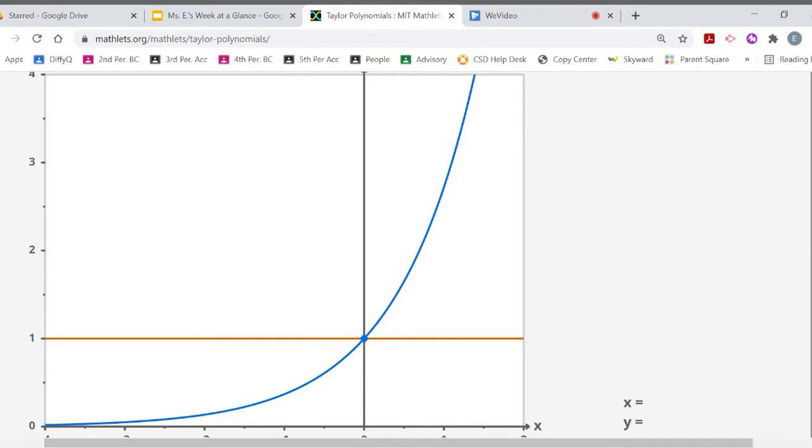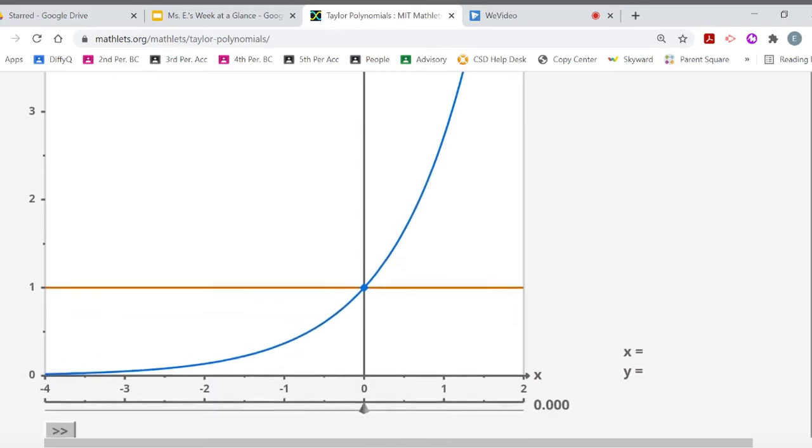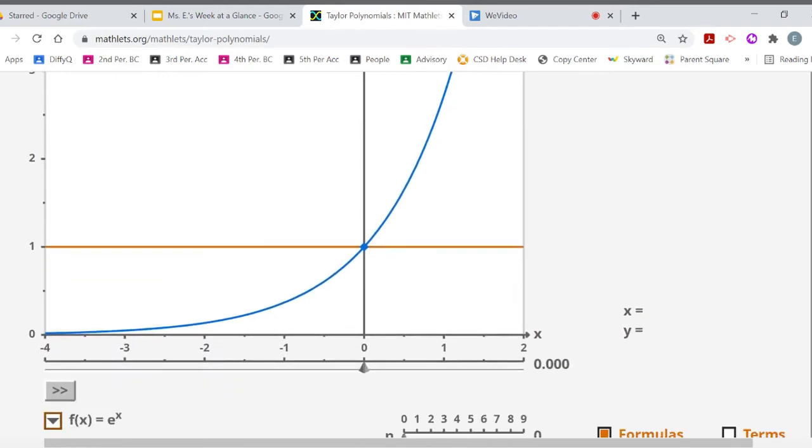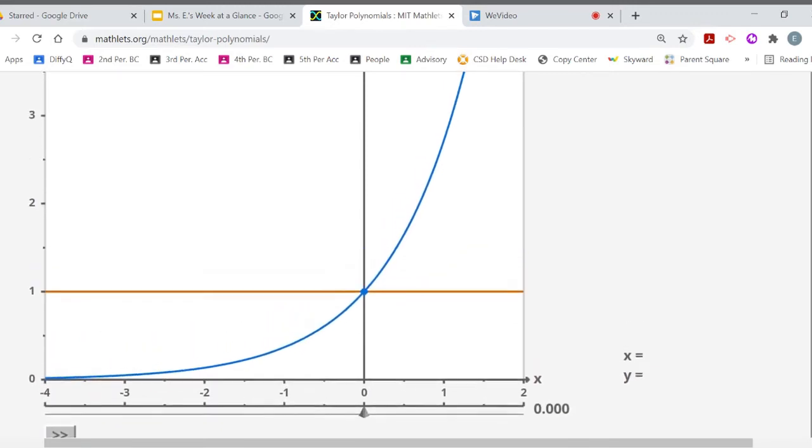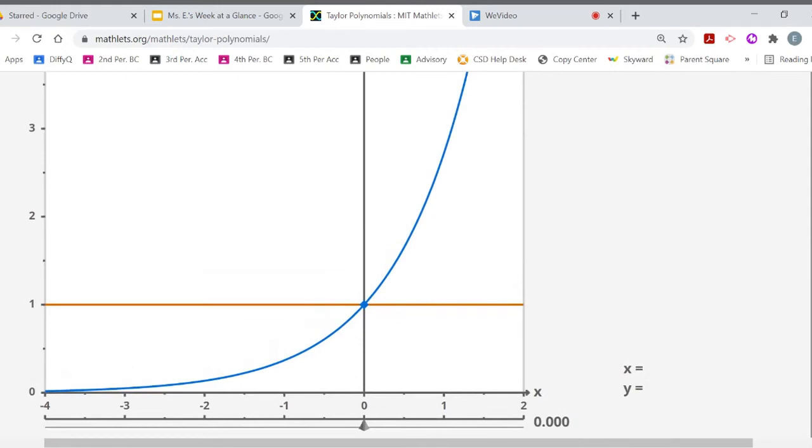Whereas a function like this blue graph that you see here, which is f of x equals e to the x, you can see there at the bottom, that would be considered a transcendental function. It transcends the basic four operations of addition, subtraction, multiplication, and division. So the goal for this lesson is for us to take transcendental functions and find a polynomial that acts like that transcendental function.